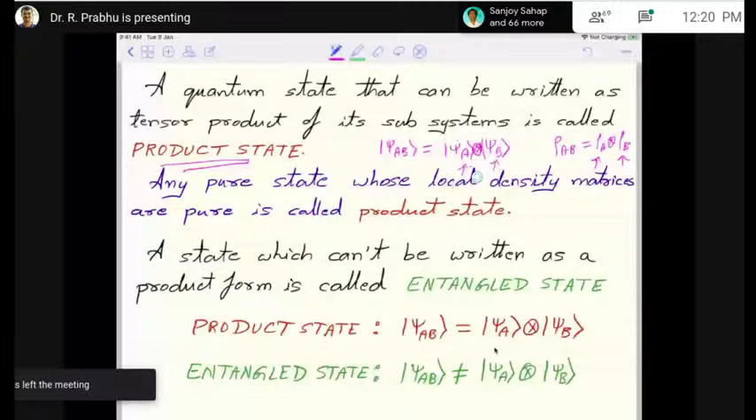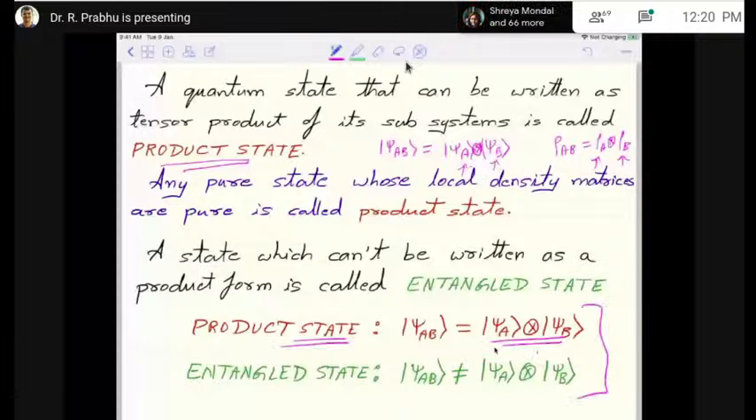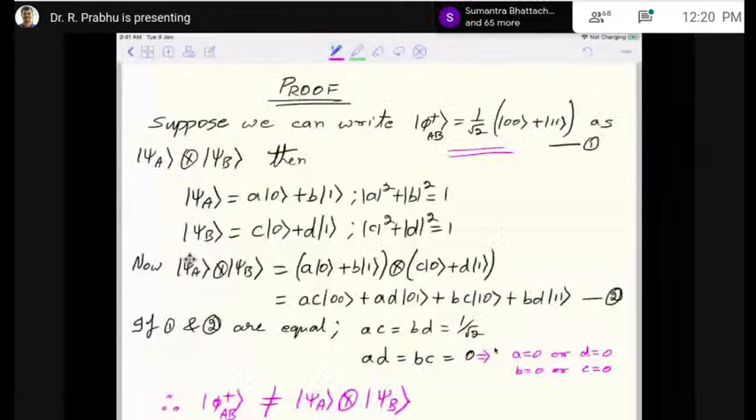The simple straightforward extension: I have a product state where the composite system can be written as a product of the local states, and I have an entangled state which cannot be written as a composite state. If you want to prove this, it is straightforward. I can do this in a minute or so. If you have phi plus, which is one of the Bell states, and you assume this phi plus to be a product state, let us try. We are trying to prove whether this is true or not.